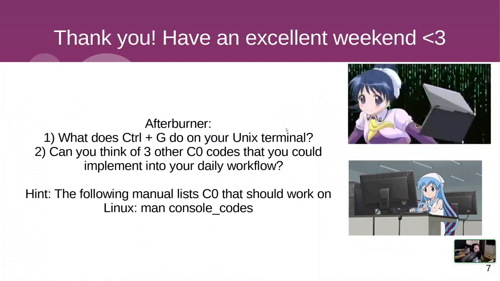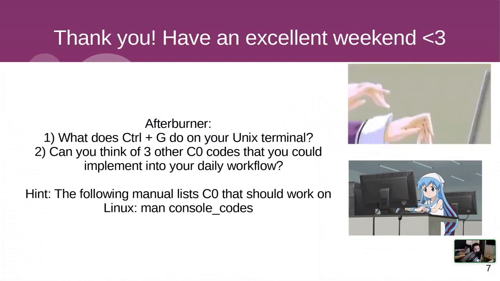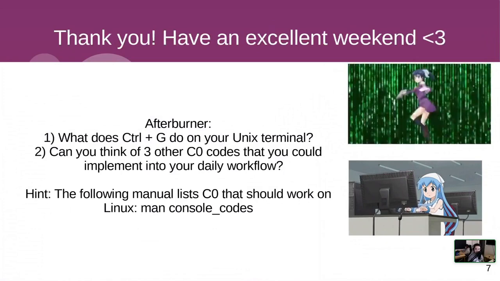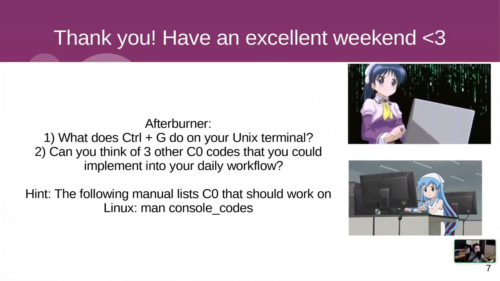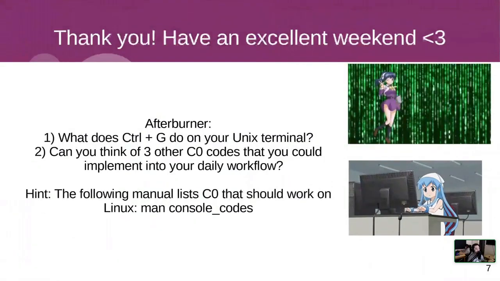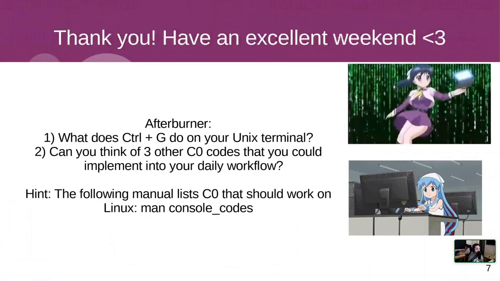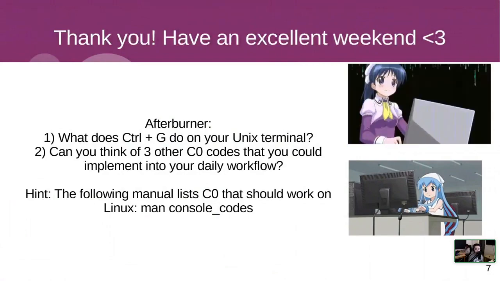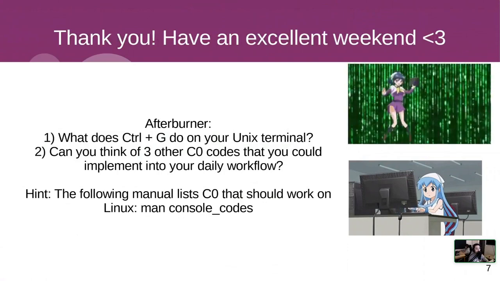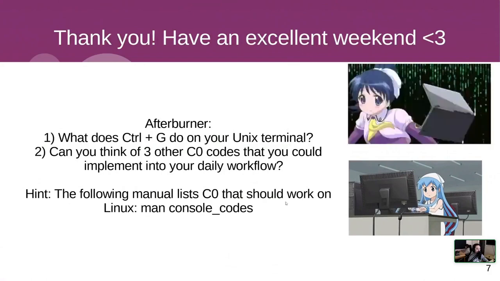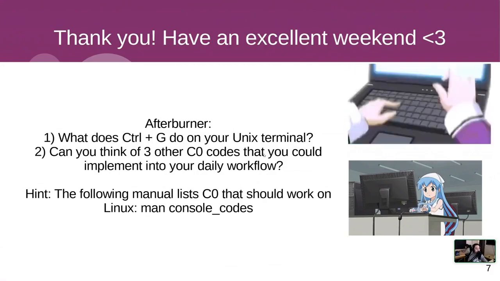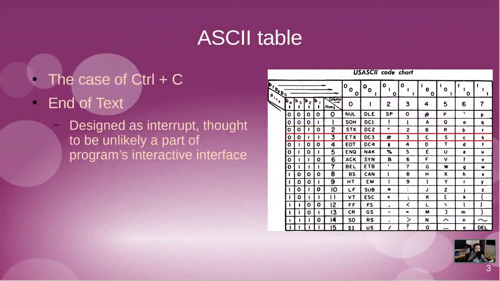But here are afterburner questions. There are two questions. You can check with your own Unix terminal what Control G does. You can check the US-ASCII chart. It's on Wikipedia, and I think somewhere else. And if you have the time, can you think of three other C0 codes that you could actually implement into your daily workflow with the Unix terminal? These are very easy, you can just check them out with your own Unix terminal and see how all of those work. And there's also the GNU manual for console codes that outputs which kinds of codes actually work in modern Unix terminals.